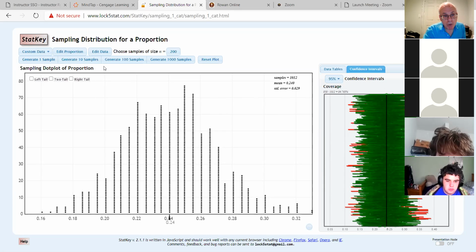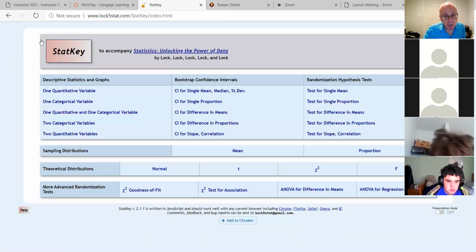Now, to get back to the home screen, we can always click the StatKey button here. That takes us back to the home screen. It always does. All right. If you're interested in knowing how to get back, that's all you do is click that StatKey button. What we're going to do is pick this middle column up here where it says Bootstrap confidence intervals. That's where we're going to create our confidence intervals.